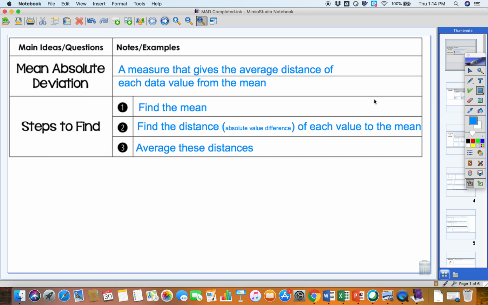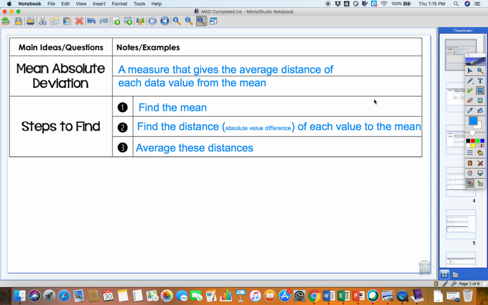So first let's talk about mean absolute deviation. It's the measure that gives the average distance of each data value from the mean of the original set. So let's think about some of the words here. Mean means average, which we talked about previously. The absolute part of this refers to the absolute value. When you take the distance from each data point to the mean, you take the absolute value because you want it to be a positive number all the time. And then deviation is another word for variation. It's how far apart they are.